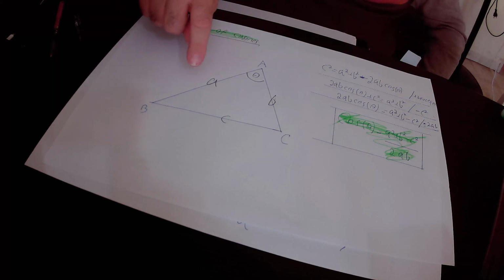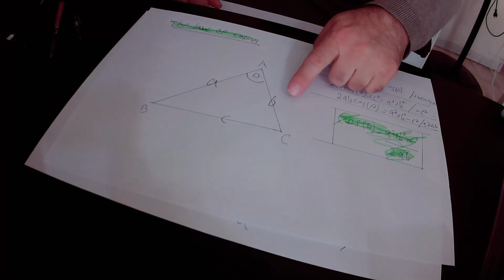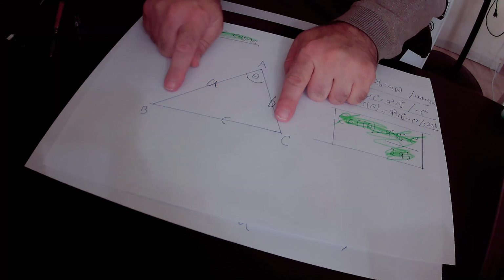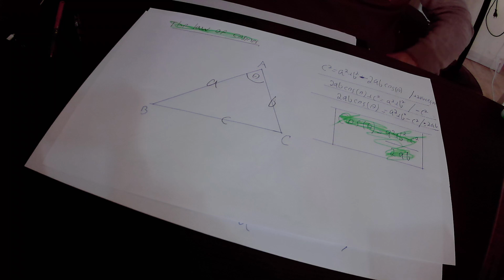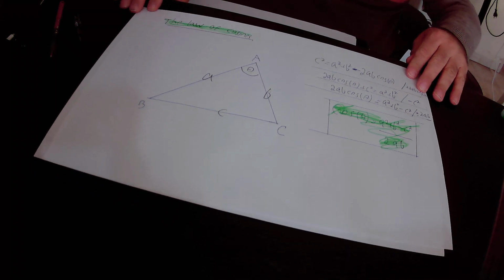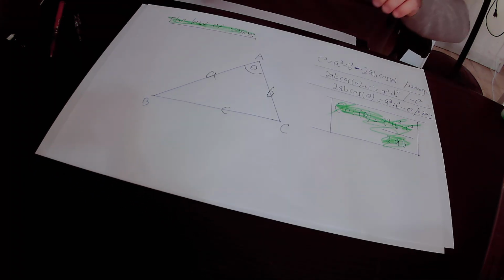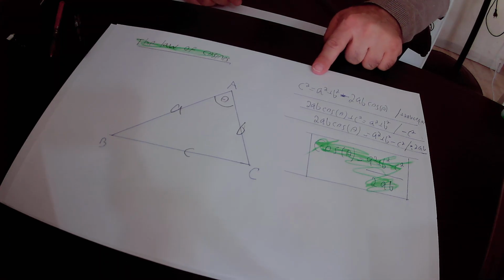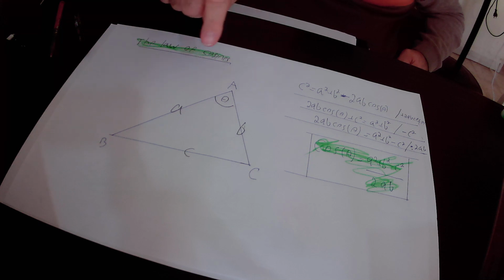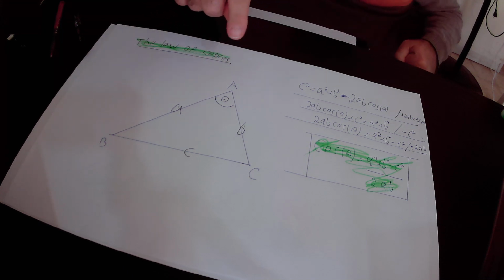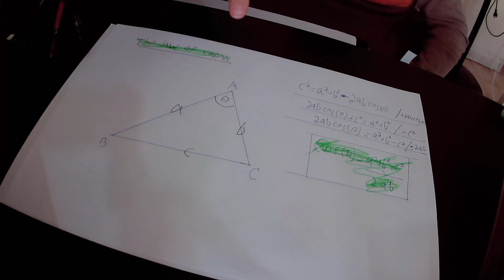The length of side AB is A units, side AC equals B units in its length, and finally side BC equals C units in its length, and this angle BAC equals theta. Then according to the law of cosines, the following equation is true: C square equals A square plus B square minus 2 times A times B times cosine theta.